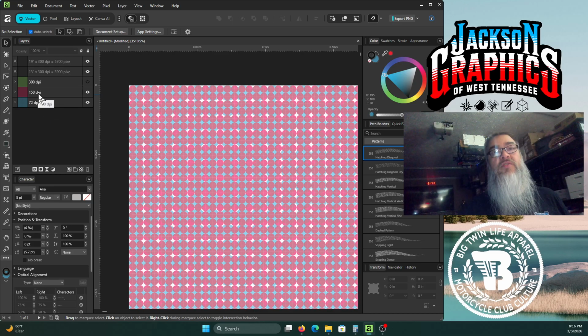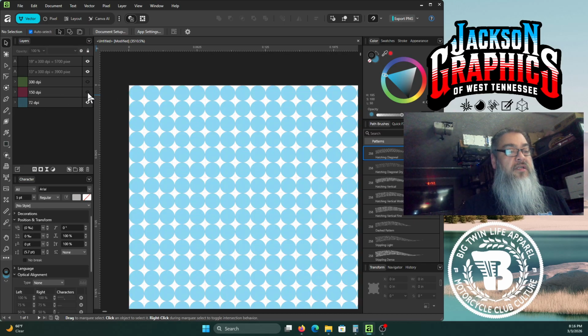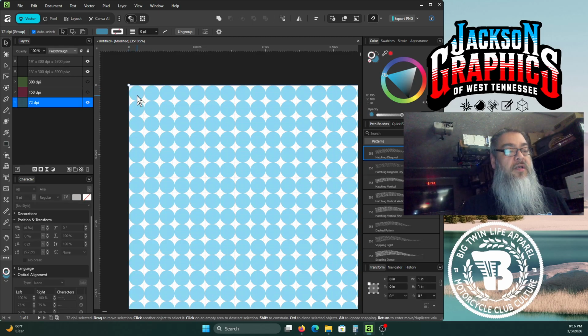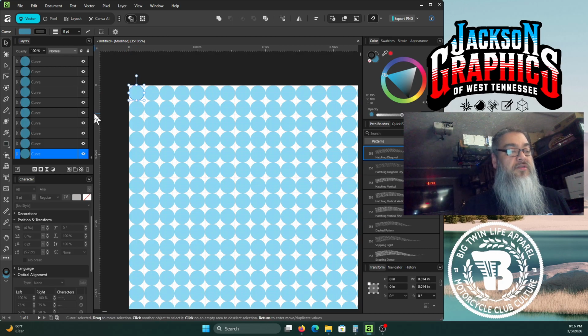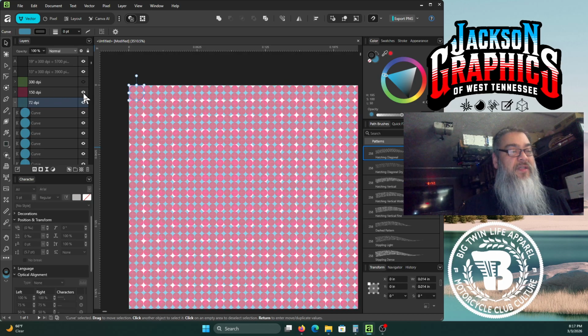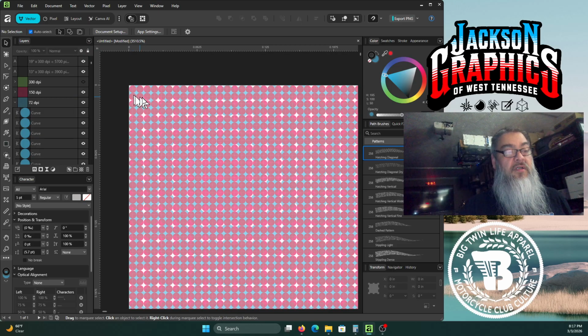150 DPI is about twice as wide and twice as tall as 72. It's a little more actually, but it's roughly close. So again, let me turn 150 off for a second. See that square? There's an individual square. Now when I turn on 150, there are 4 of these pixels for every 1 pixel of 72.